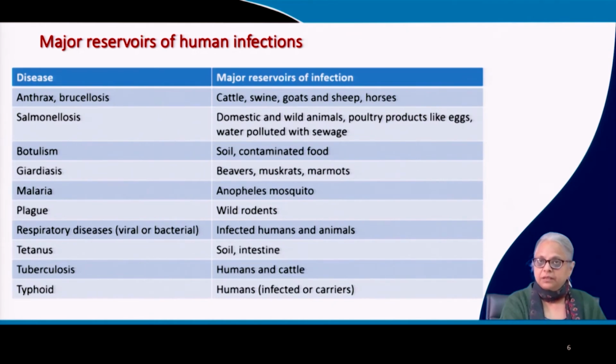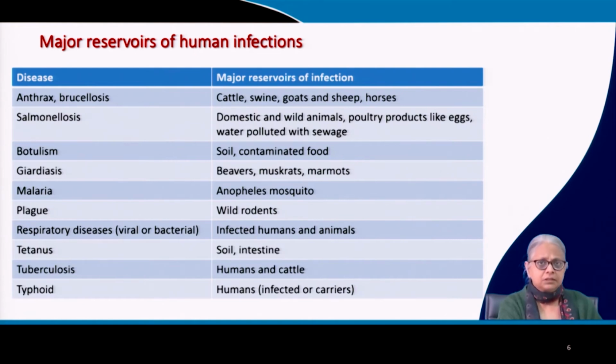Salmonellosis, the biggest reservoirs are domestic as well as wild animals, poultry products like eggs, and water that is polluted with sewage. Botulism comes from soil as well as from contaminated food. Giardiasis comes from beavers, muskrats, marmots, and so on. Malaria is from the Anopheles mosquito. Plague is from wild rodents. Respiratory diseases, viral or bacterial, can be from infected humans as well as animals.